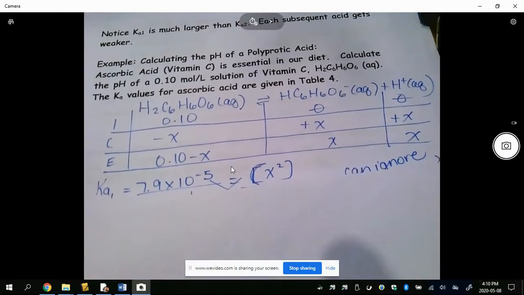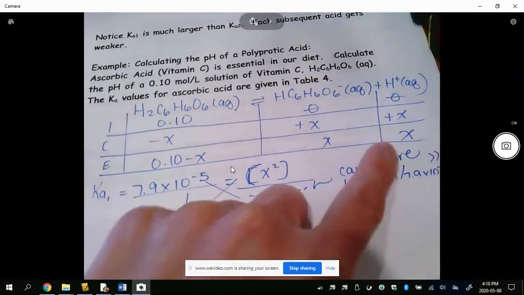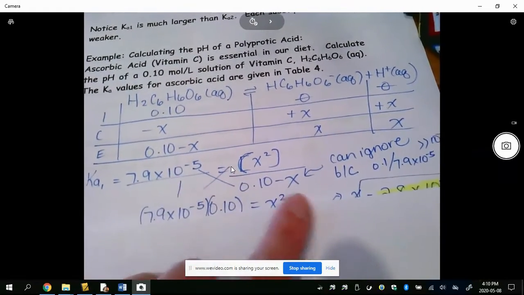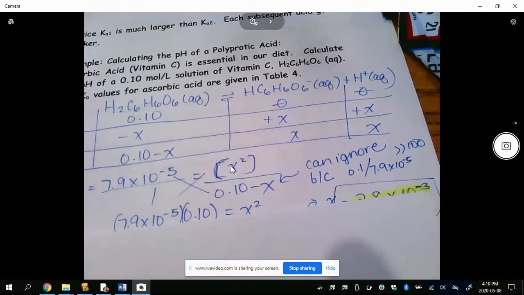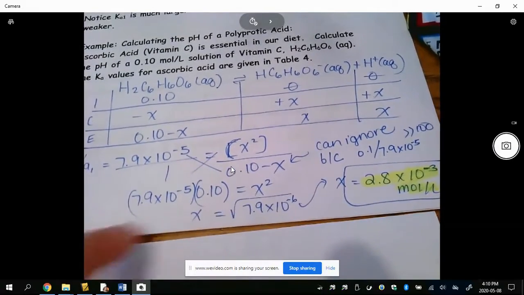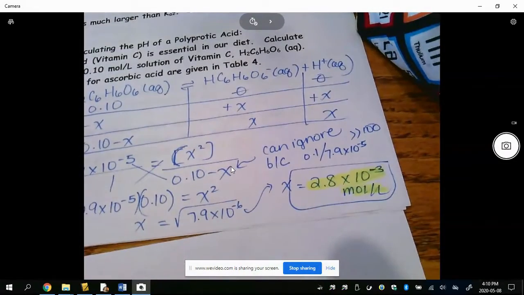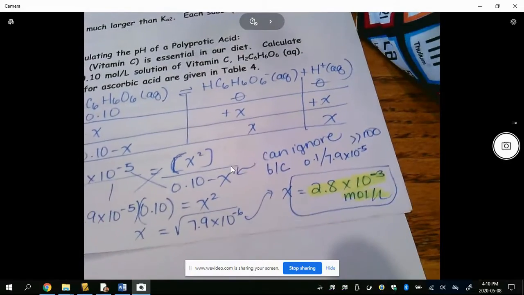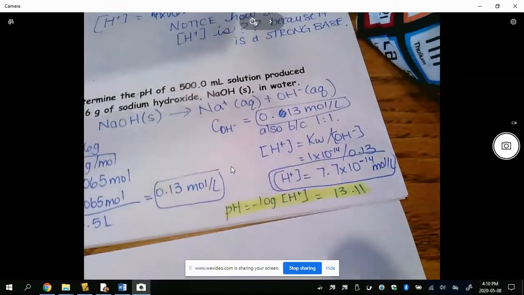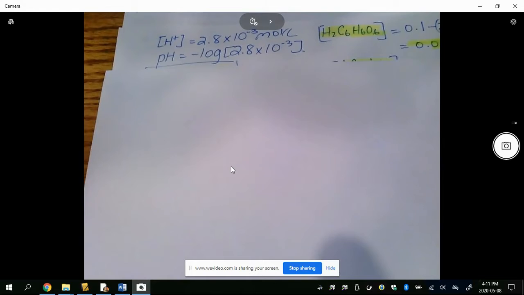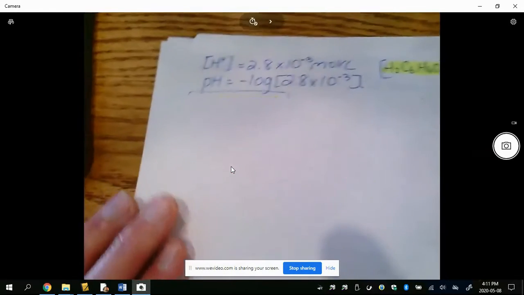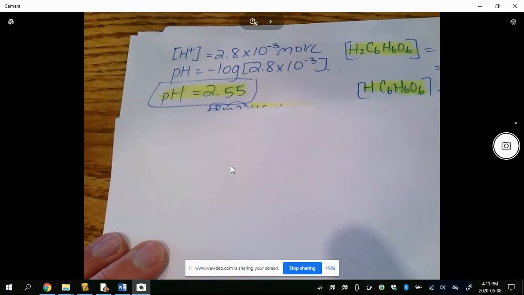Okay, and you just want to fill in using Ka1. So x times x is x squared divided by 0.1 minus x, and you can ignore that minus x because 0.1 divided by 7.9 times 10⁻⁵ is way greater than 100. You square root it and you get 2.8 times 10⁻³. Because we got 2.8 times 10⁻³, you can find the pH from that. So you get negative log of that, which is 2.55.